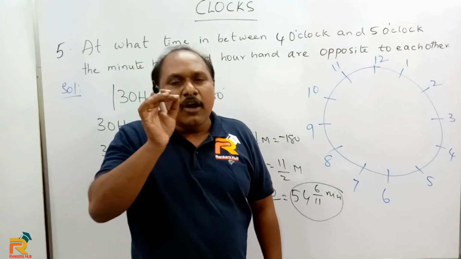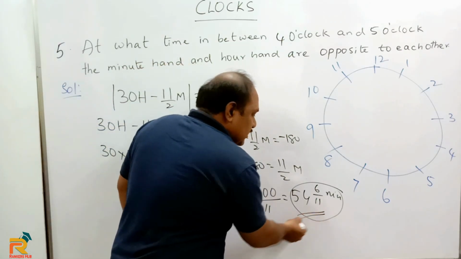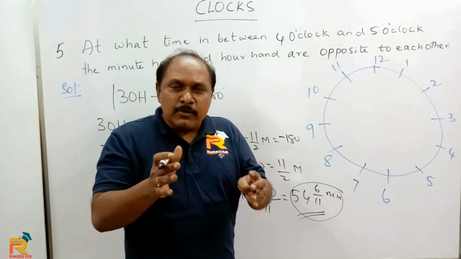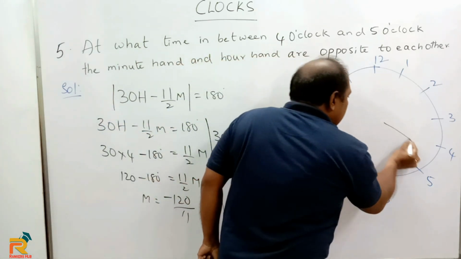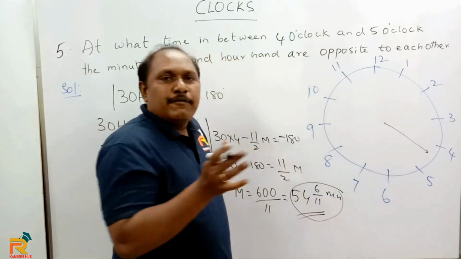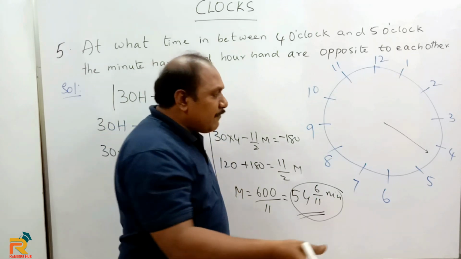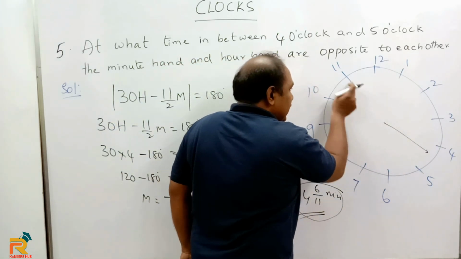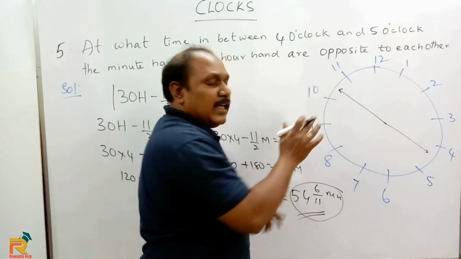Is it the minute hand or the hour hand? Definitely minute hand. Our answer is 54 6 by 11 minutes. So minute hand will give us the answer. Now the question is in between 4 o'clock and 5 o'clock. So definitely where is the hour hand? It lies in between 4 and 5. To be opposite, where will the minute hand be? Definitely the number opposite to 4 is 10. The number opposite to 5 is 11. So definitely the minute hand should lie in between 10 and 11.